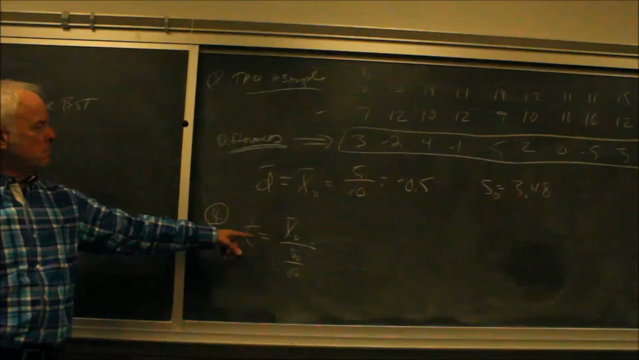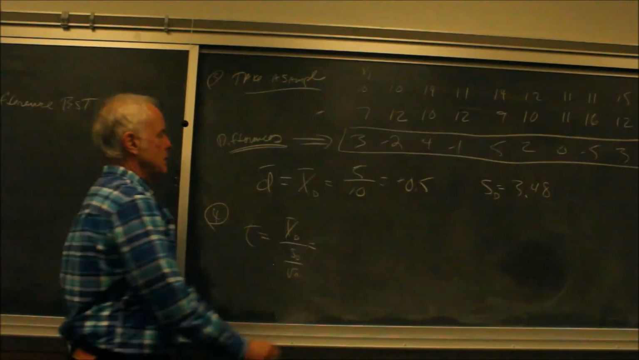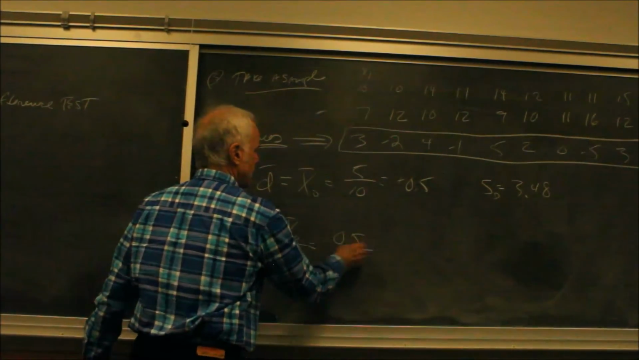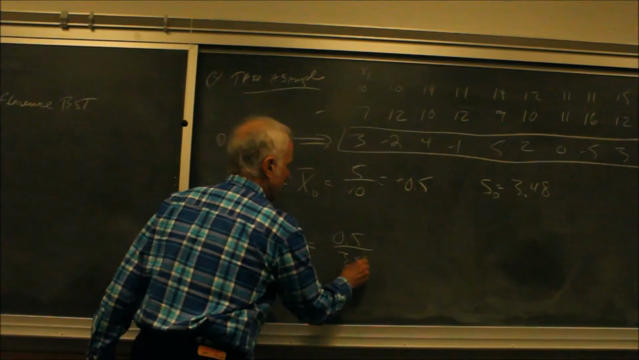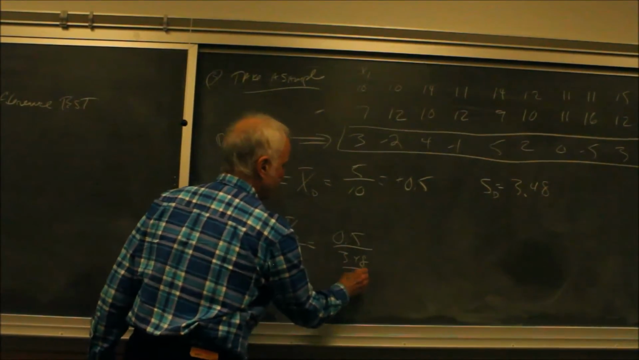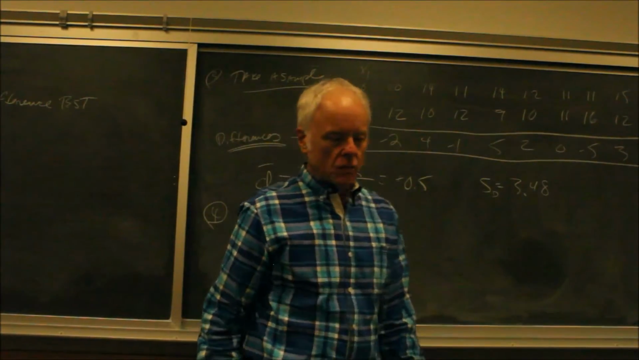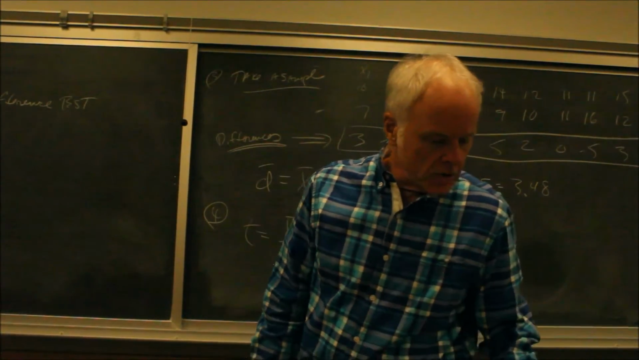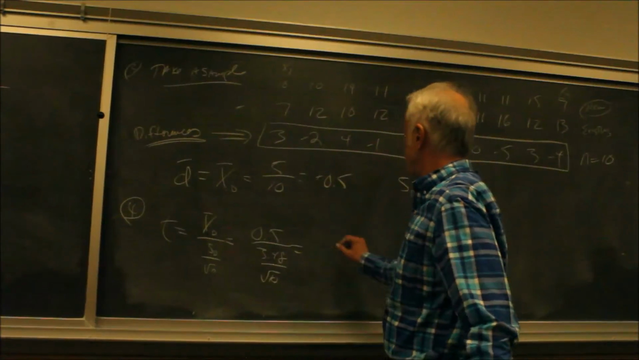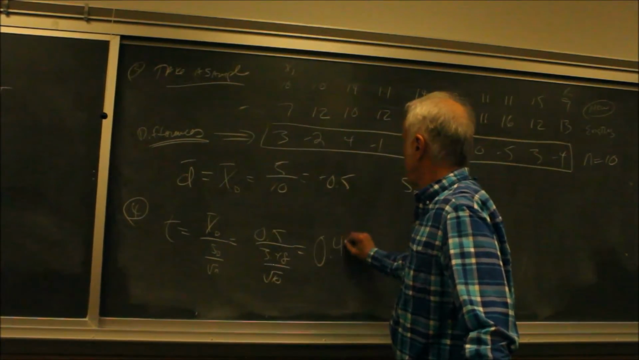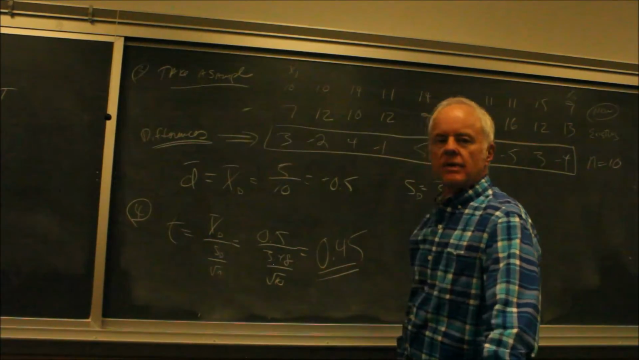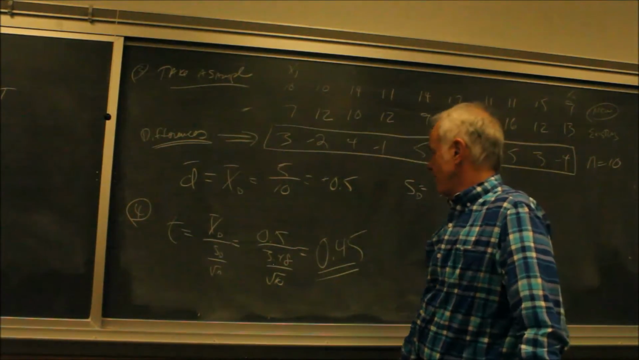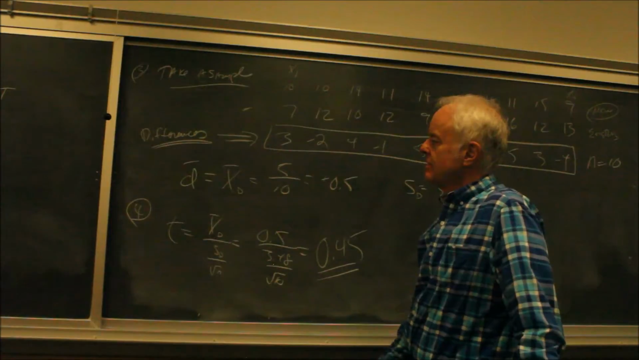And so what's X bar sub D? 0.5. It's 0.5 divided by 3.48 divided by the square root of 10. And so what's that equal to? That's equal to, I'm sorry, 0.45. And so when you do this calculation out, T is 0.45, the test statistic.